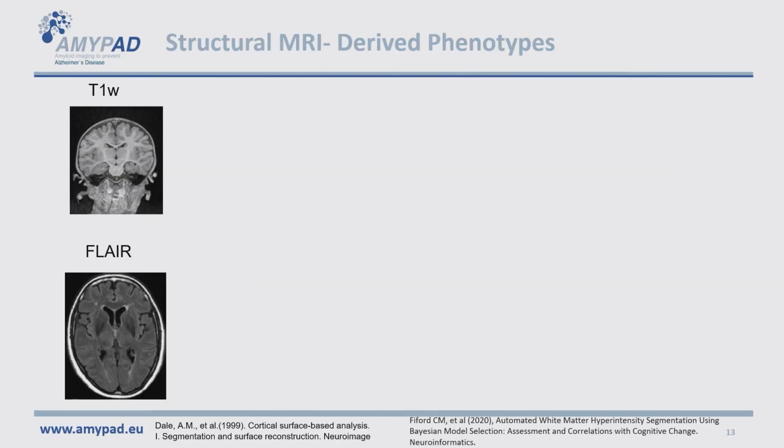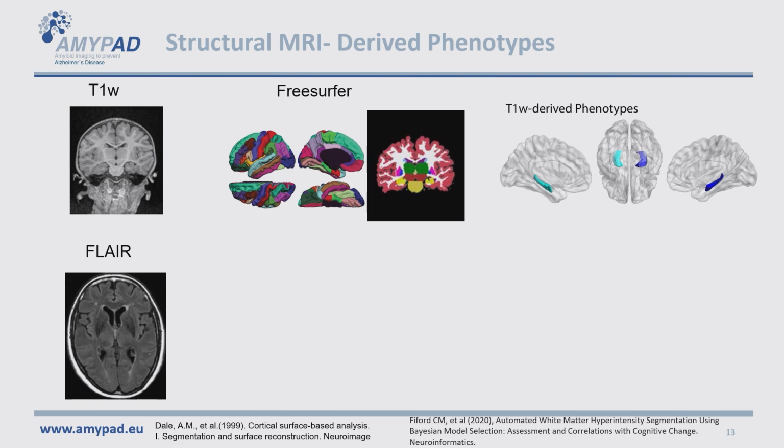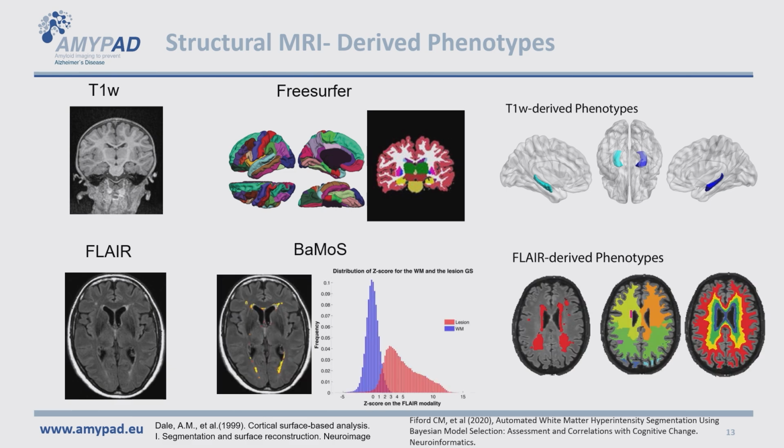And now, moving to the quantitative MRI, we started to look at structural MRI-derived phenotypes, from the T1 sequence and the FLAIR sequence. From T1, we computed hippocampal volume, since we only wanted to focus on Alzheimer's disease-relevant markers, and we used the FreeSurfer pipeline that most of you know. And from FLAIR, we used a pipeline called Bayesian model selection to segment white matter hyperintensities and obtain volumes of white matter hyperintensities in specific regions of the brain.